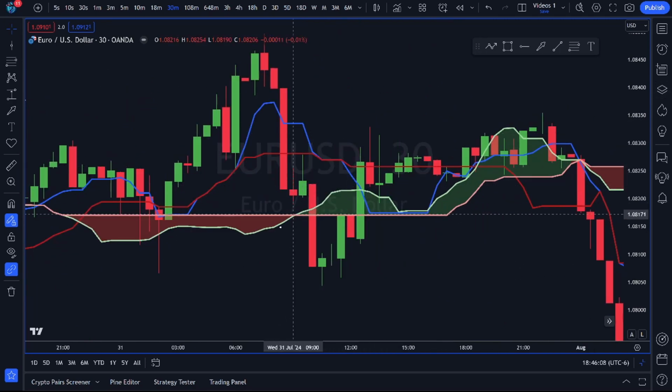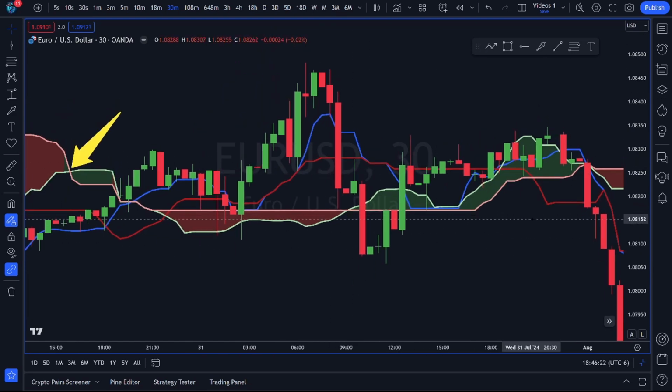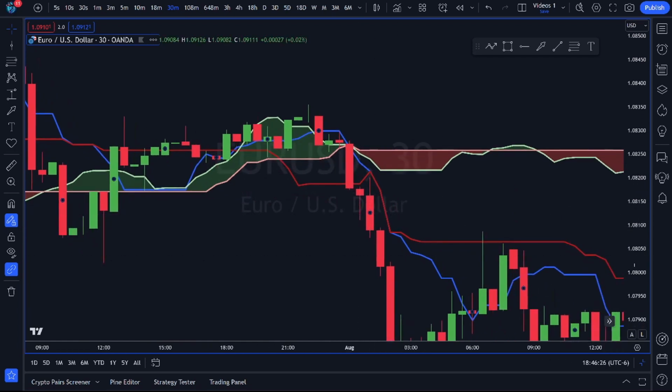And then you see here, the cloud get very thin. And as it gets thin, you see the conversion line getting closer to the baseline. And right as they cross, price breaks through to the downside. Now, sometimes these are just going to happen in a way that you cannot take advantage of, but here's a great example right here where you really can take advantage.